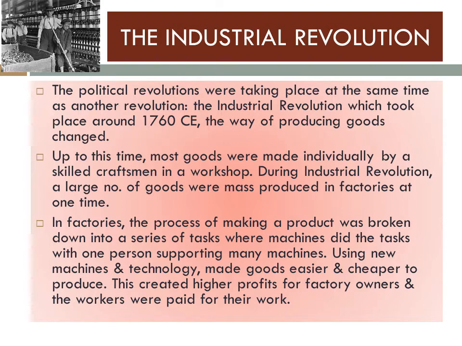In factories, the process of making a product was broken down into a series of tasks where machines did the task, with one person supporting many machines. Using new machines and technology made goods easier and cheaper to produce. This created higher profits for factory owners, and the workers were paid for their work.